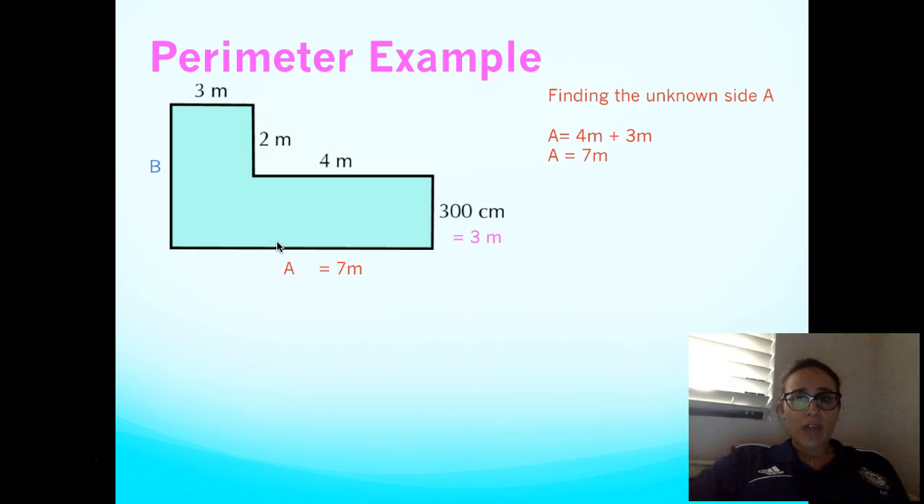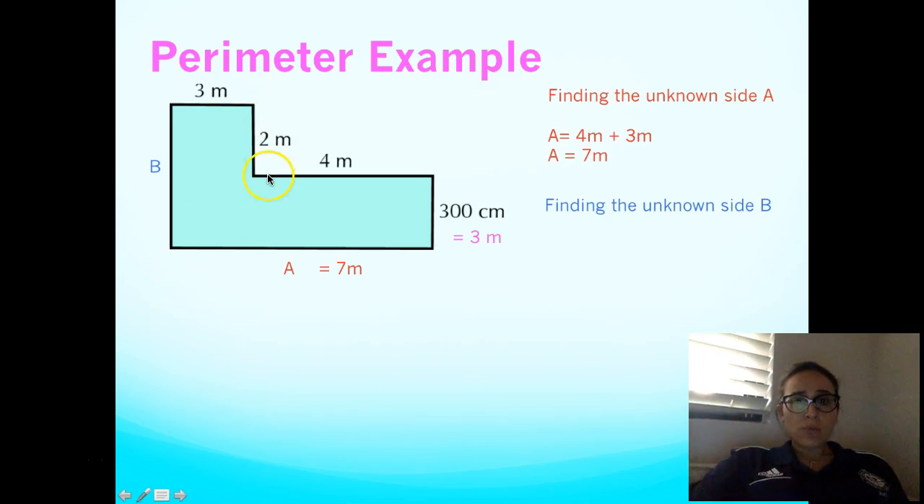Now let's find the unknown side B. 2 meters plus 3 meters, make sure you use the 3 meters because it's all in meters, will give you the side B. B equals 3 meters plus 2 meters. 3 plus 2 equals 5, remembering not to forget our unit, which is meters. So we can replace the letter B with 5 meters.